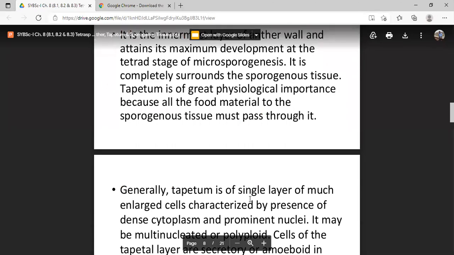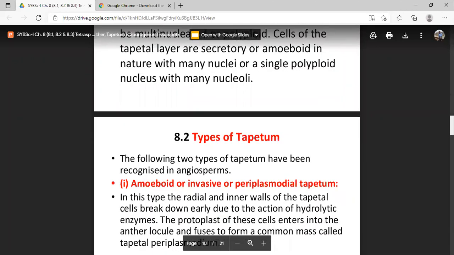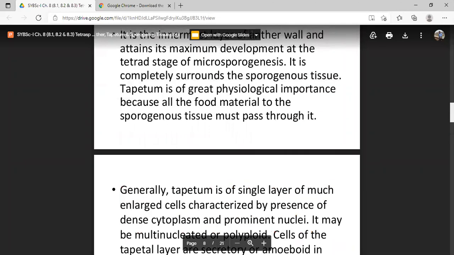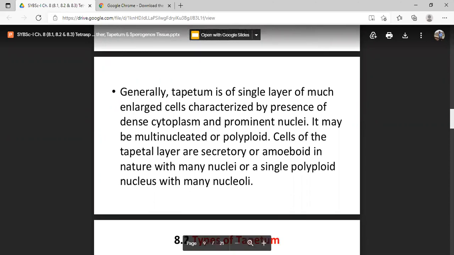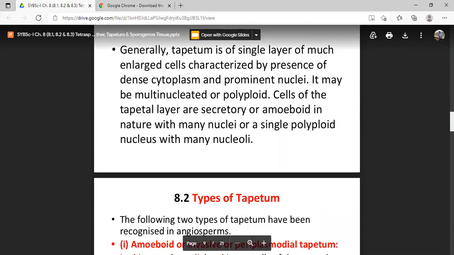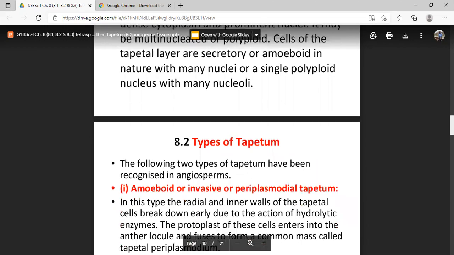What is a nourishment tissue? Generally, the tapetum is a single layer of enlarged cells characterized by the presence of dense cytoplasm, as well as prominent nuclei. It may be polyploid, that is, many nuclei we can find here. Cells of the tapetal layer have many nuclei, or some have a single polyploid nucleus.